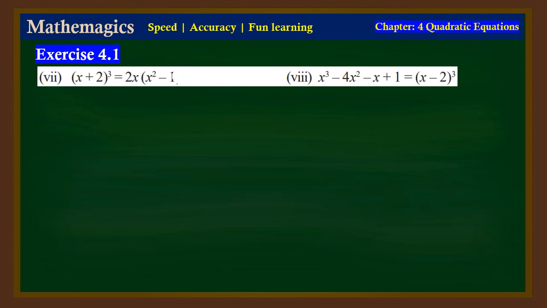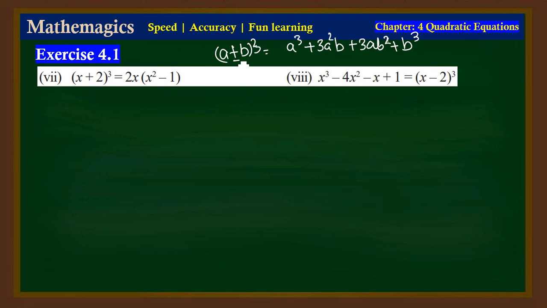But to start all these, we must have the identity, that is a plus b whole square or a minus b whole square. Then for a plus b whole cube, the formula is a cube plus 3a square b plus 3ab square plus b cube.